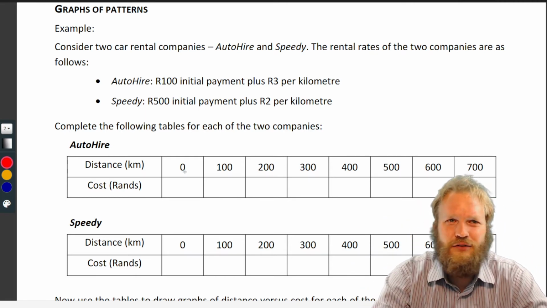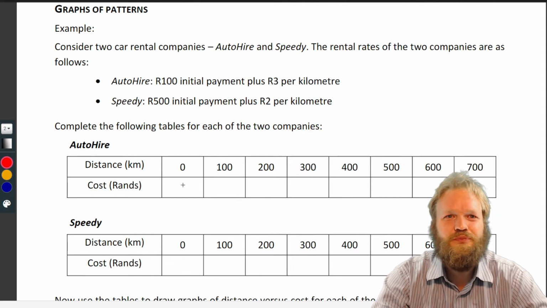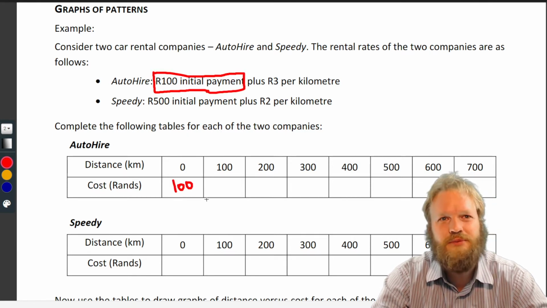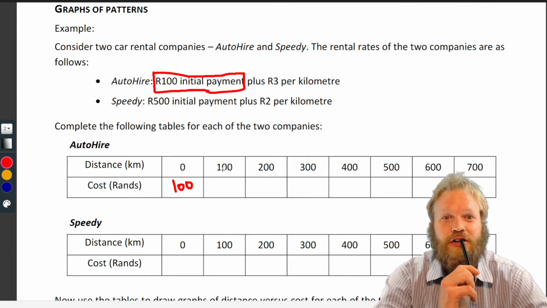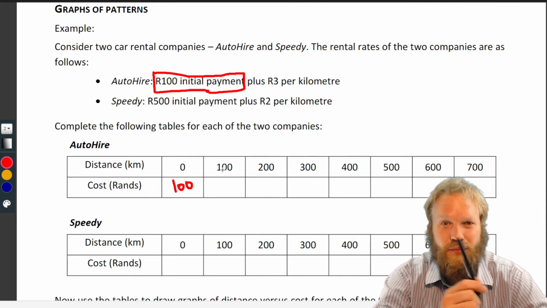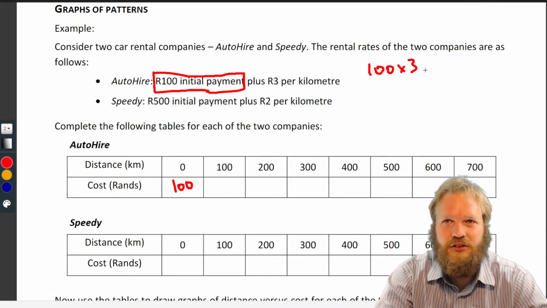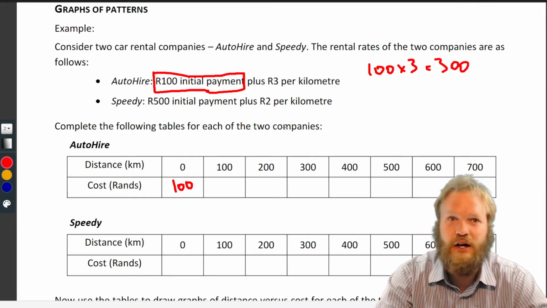So Auto Hire, if we don't go anywhere, how much are they going to charge us? Well, Auto Hire said 100 Rand initial payment. So therefore, if we don't get anywhere, 100 Rand please. Now if we go 100 kilometers, how much are they going to charge us altogether? Well, it's 3 Rand per kilometer. So 100 kilometers at 3 Rand a kilometer, that's 300 Rand, plus that 100 Rand that we already spent. So we've got 400 Rand.